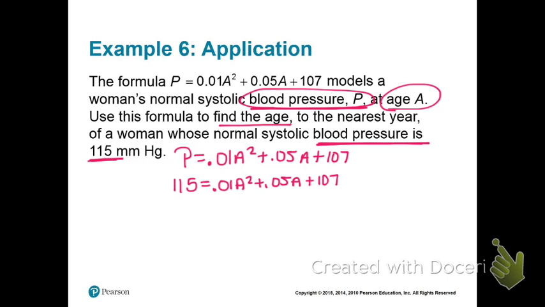Okay, so yes, we're going to move the 115 over by subtracting it. We need this set equal to 0 so we can solve it. So 0 equals 0.01a squared plus 0.05a minus, what'd you say, 8? Yeah, makes it negative 8, so minus 8. All right, so how do you want to solve this?